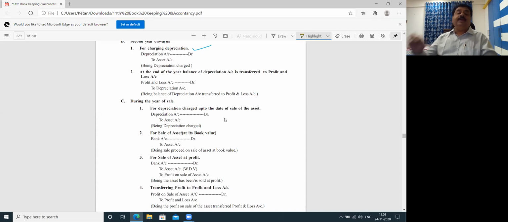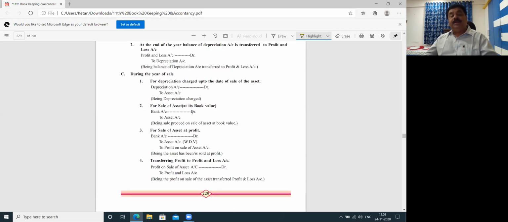How to calculate? For example, the value of the asset is rupees 50,000. On that, 10% for a full year is 5,000. But that is for a full year. We want to calculate for 6 months. So the depreciation will be only half, because you used it for 6 months, depending upon the usage. So it is going to be 2,500. Depreciation of 2,500 should come. So for the depreciation charged up to the date of sale of the asset, the entry is depreciation account debit to asset account.